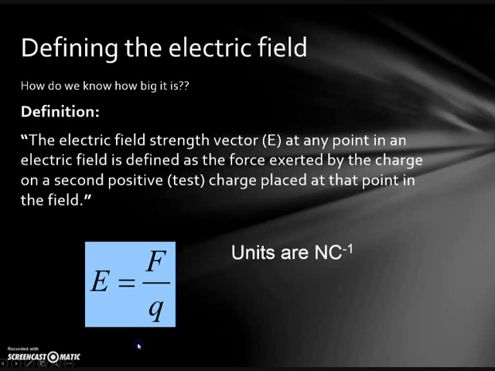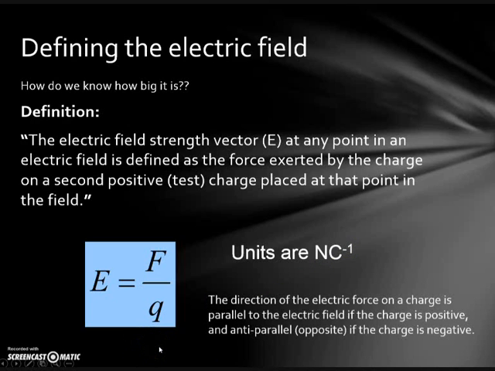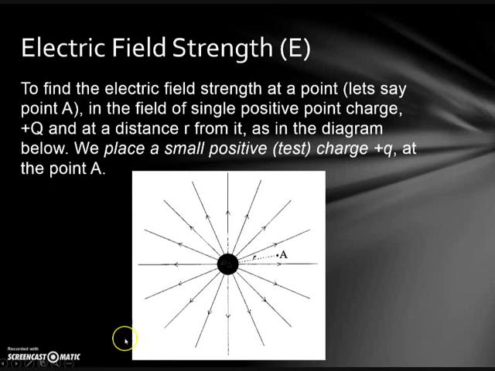Now, the direction of this field is going to be dependent on our test charge. If we put our little positive test charge there, the direction of the electric force on the charge is parallel to our field lines, and we'll have a look at an example of that in a moment. But if our test charge is negative, it's going to be anti-parallel, or opposite, to the field lines around our initial charge.